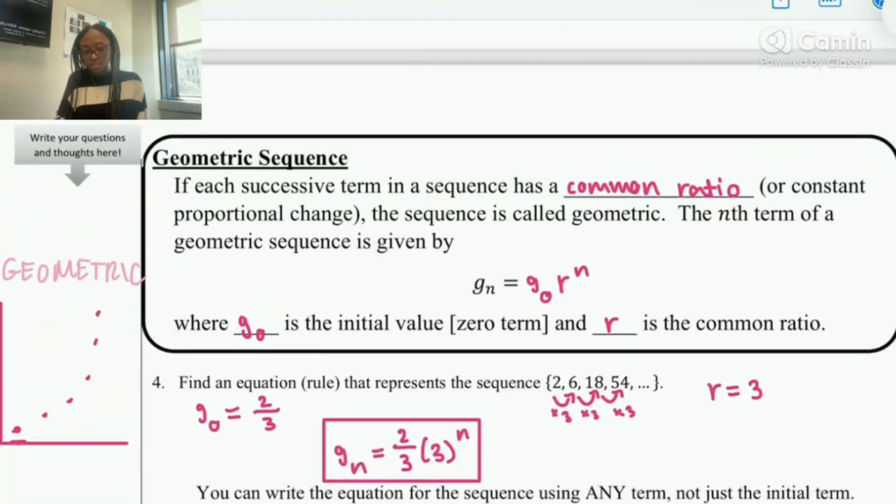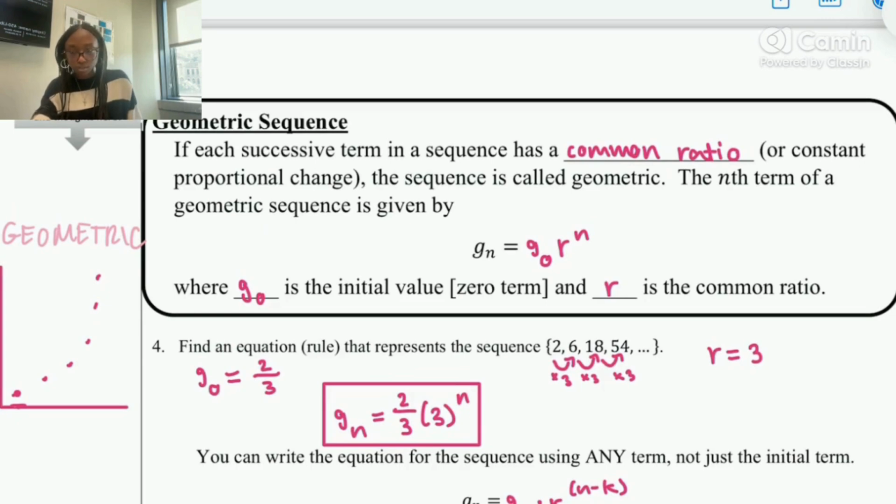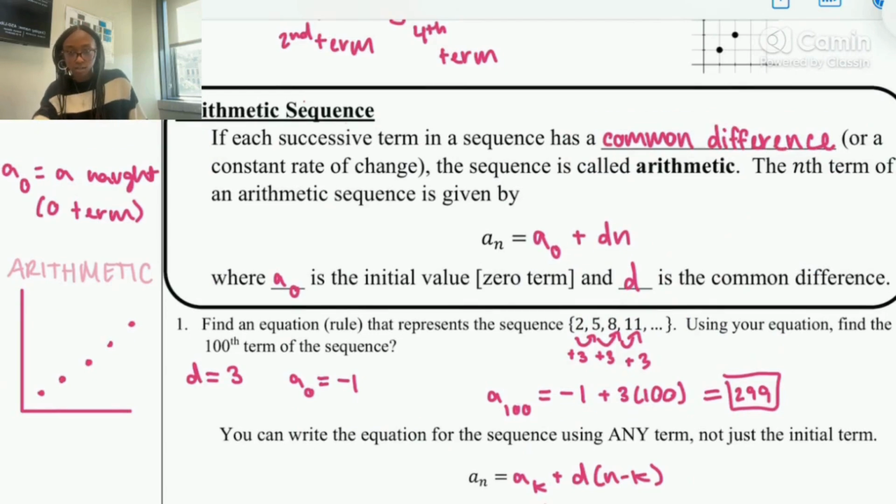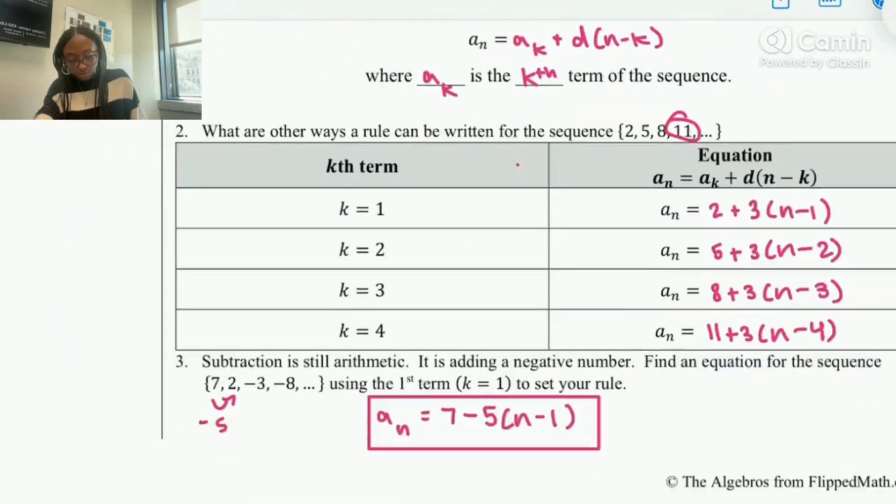For geometric sequence, if each successive term in a sequence has a common ratio or a constant proportional change, the sequence is called geometric. The nth term of a geometric sequence is given by g of n equals g0 times r to the power of n, where g0 is the initial or zero term and r is a common ratio. So if you see here at our graph, there's like a curve that it follows. If you go to the arithmetic graph, it is a straight line because it's linear. There's a constant rate of change.